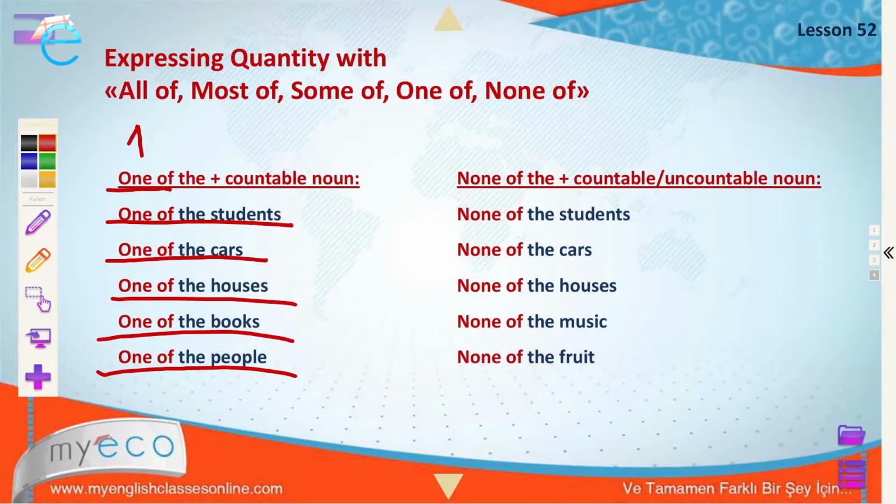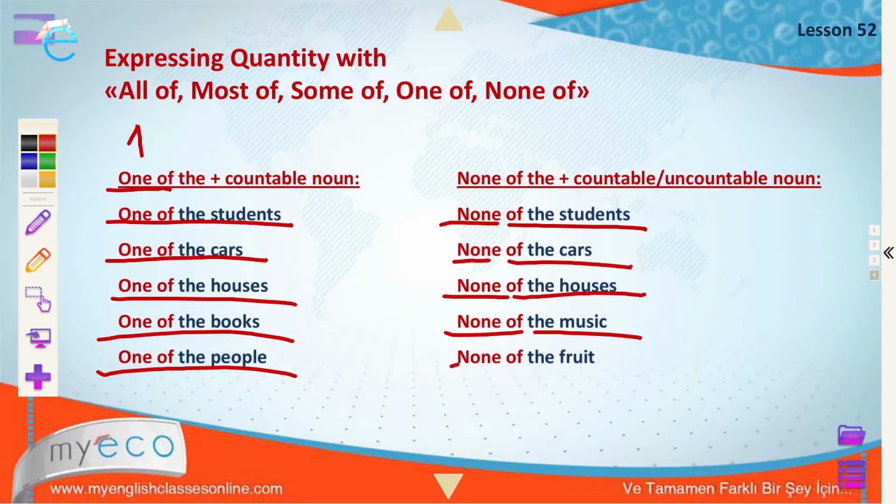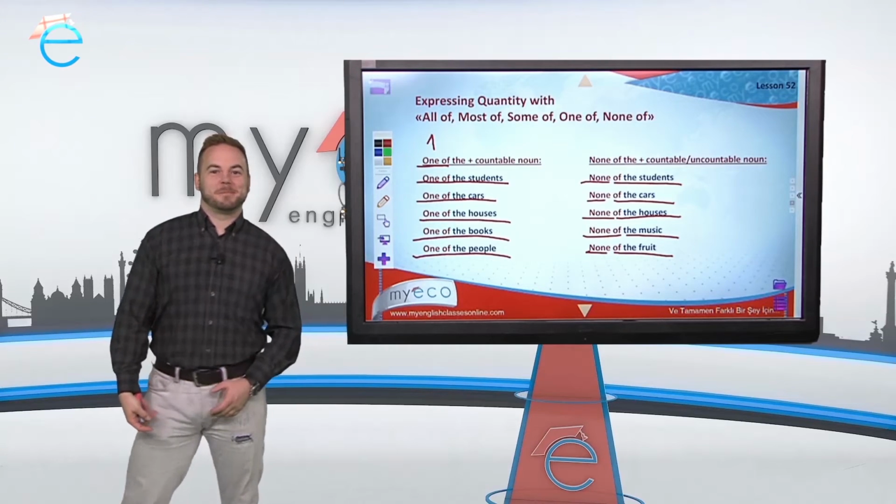None of we can use with countable or uncountable nouns, and it means zero. None of the students, none of the cars, none of the houses, none of the music, none of the fruit. Students are countable, cars are countable, and houses are countable. Music is uncountable, and fruit is uncountable. Let's take a look at the virtual screen.